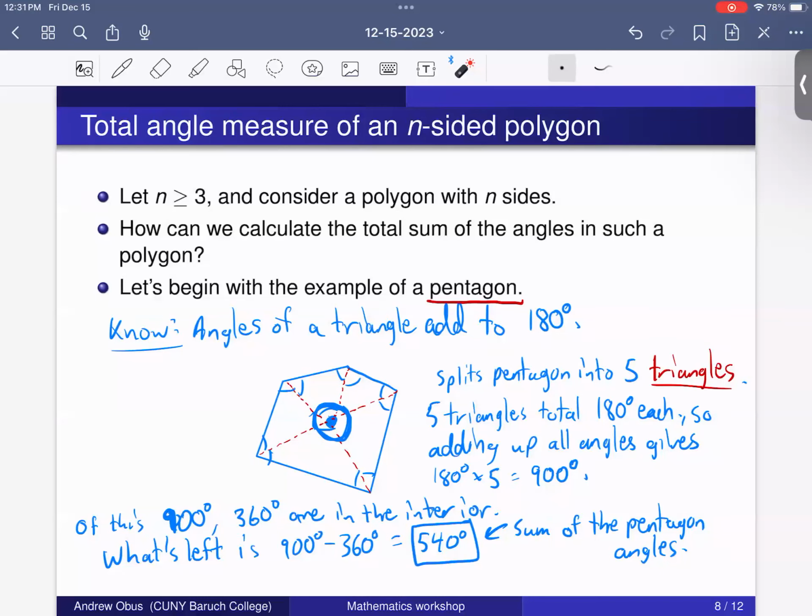So James says each interior angle will be 108 degrees. That's true if they're all equal. But I didn't draw this pentagon with equal angles. These angles are all different. I don't know what they are, but they still have to add up to 540, right? It doesn't matter whether they're equal. If they're all equal, then yes, you divide by 5 and you'll get that each one is 108 degrees. But even if you have an irregular pentagon, meaning the angles are not all the same, and the sides are not all the same, you can still get that the sum of the angles is going to be 540 degrees.